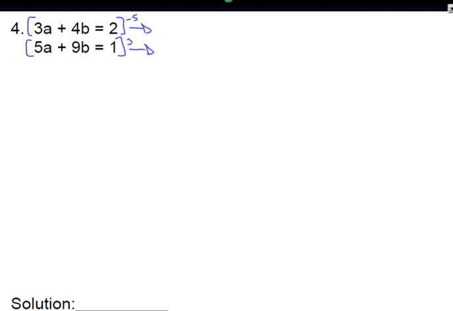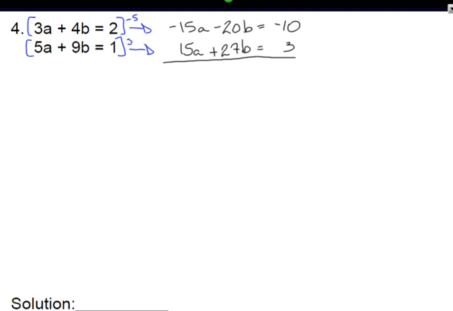So negative 5 times 3a is a negative 15a. Negative 5 times 4b is a negative 20b equals negative 5 times 2 is a negative 10. On the bottom equation, 3 times 5 is a positive 15a. 3 times 9 is a positive 27b. And 3 times 1 is 3.